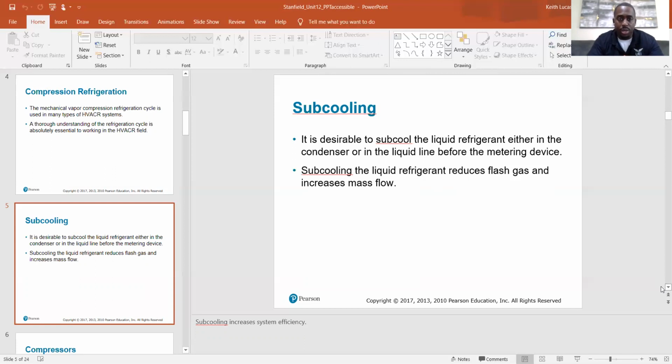So starting with subcool, it is desirable to subcool the liquid refrigerant either in the condenser or in the liquid line before the metering device. Subcooling the liquid refrigerant reduces flash gas and increases mass flow.